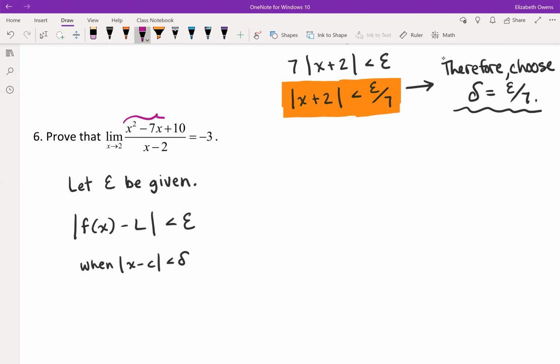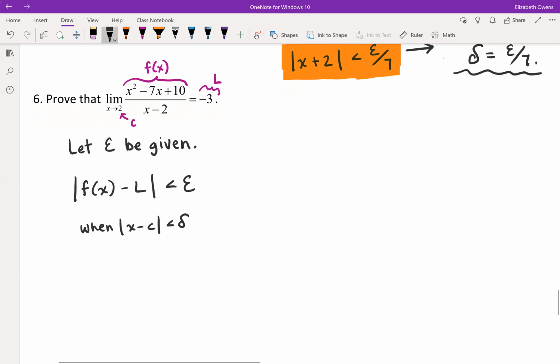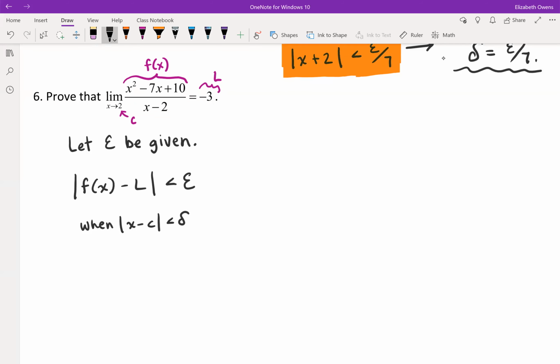All right, here is our function, f of x, a rational function. There's our limit value, L is negative 3. And there's our c value that x is approaching, c is 2. Let's put that in. I like to put in the c over here on this side. That way I know the statement that I'm going to be looking for ultimately. So putting in c equals 2, that'd be absolute value of x minus 2 less than delta. So we have to keep an eye out for that.